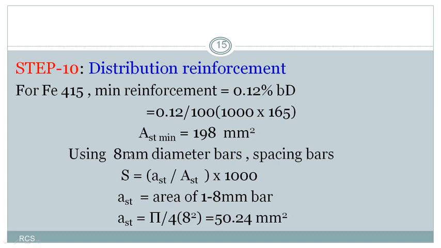If you are using Fe 415 steel, the diameter of bar used as distribution reinforcement varies from 6 mm to 8 mm, but I am using an 8 mm diameter bar here. For this case, what is the spacing we have to calculate? As usual, the spacing S equals small Ast by capital Ast into 1000. Small Ast is the area of one 8 mm diameter bar, that is pi by 4 into 8 square, and we get 50.24 mm square.